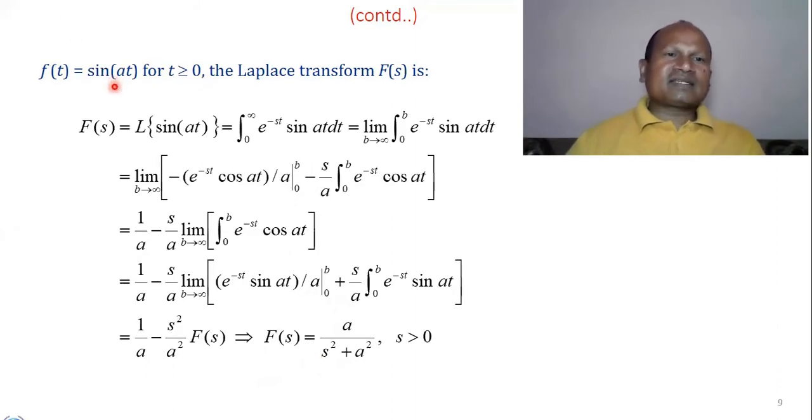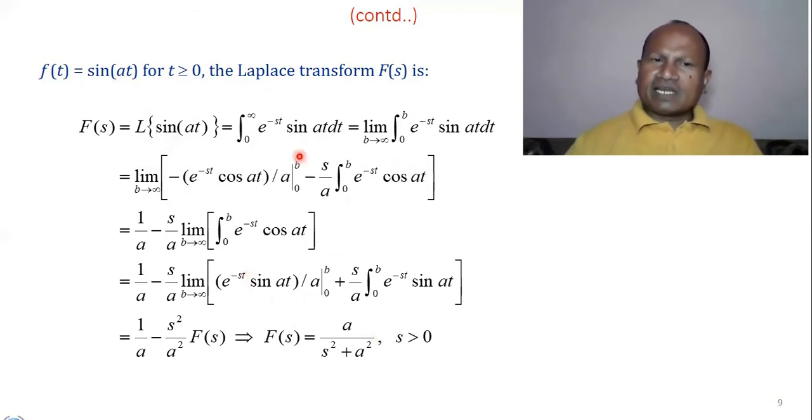Say the signal is sine at. Sine at can be written in exponential form, or we can directly compute the Laplace transform by integration. So when we take the Laplace transform of sine at, we can write the integral from 0 to infinity of e to the power minus st times sine at, considering first function and second function. Otherwise, very easily we know that sine at can be written as (e to the power j at minus e to the power minus j at) divided by 2j. By that also we can compute and we'll get the same answer.